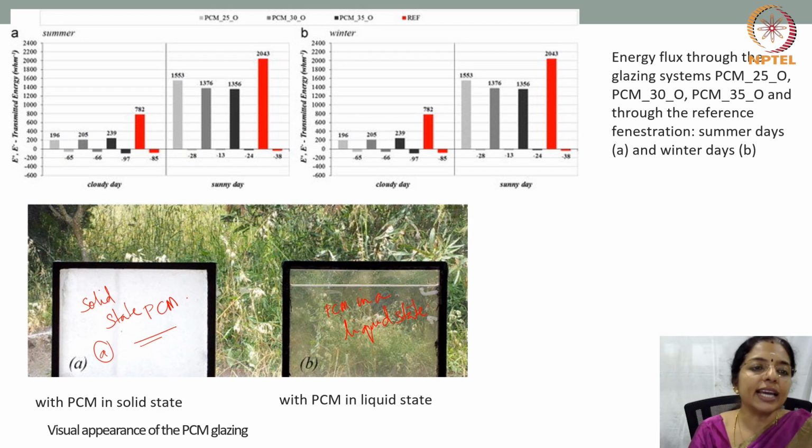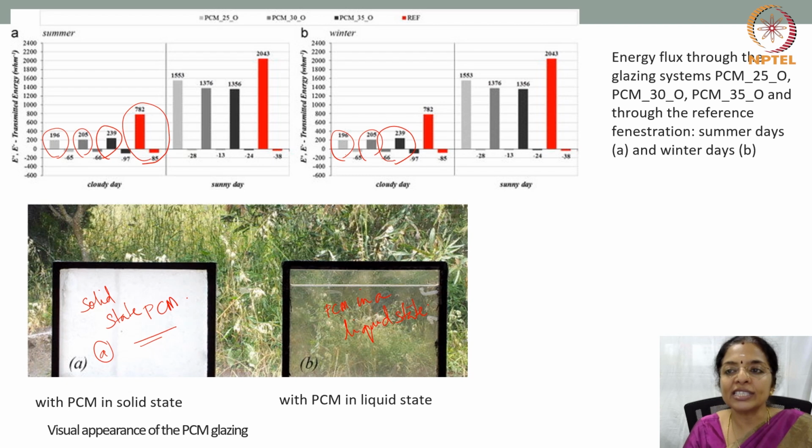A study has found that with reference to a reference pane, using various types of PCMs in windows during summer has caused a lot of reduction in transmitted energy. Similarly, even in winter, it has caused a lot of decrease in transmitted energy. So the energy flux through this glazing system during summer and winter days was found to be very beneficial.